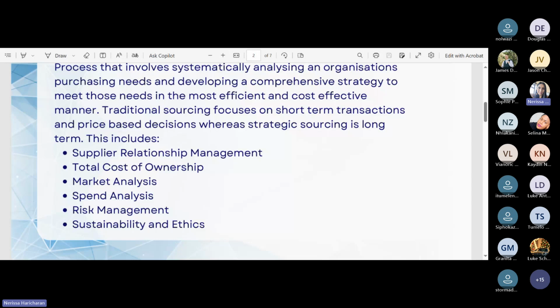So understanding and doing as much market analysis as possible, whether it's researching that particular supplier, maybe by word of mouth or referrals, speaking to people that use that particular supplier, does work well.